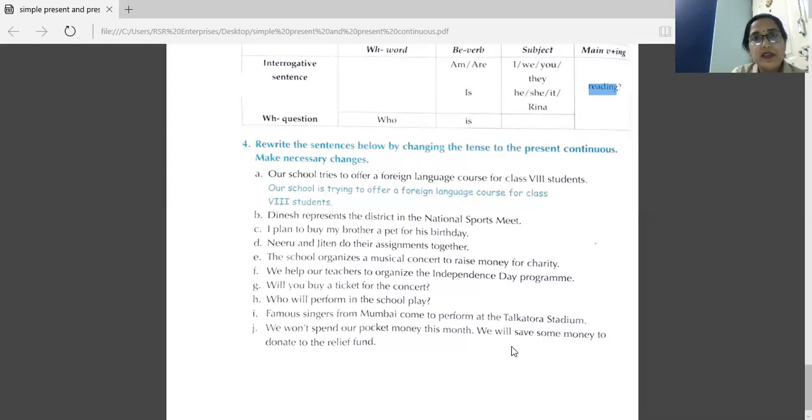We will save. You have to see the verb, we will save. In place of will save, you have to write, we are saving some money to donate to the relief fund. We are not spending our pocket money this month. We are saving money to donate to the relief fund. So these were the answers. I hope it's clear to all of you.